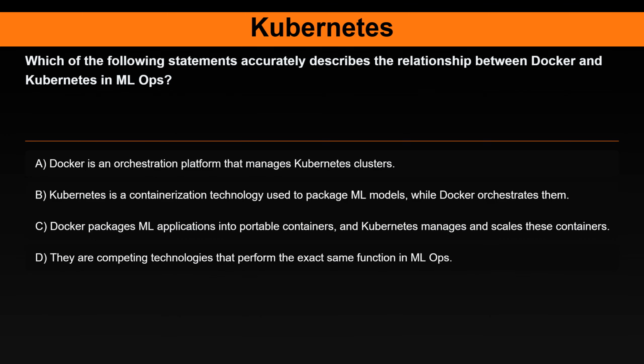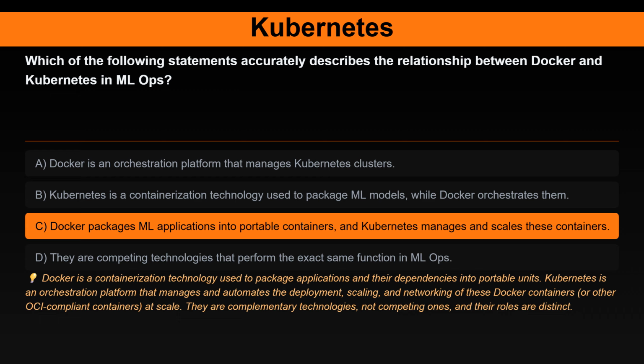Question 9. Which of the following statements accurately describes the relationship between Docker and Kubernetes in MLOps? Option A. Docker is an orchestration platform that manages Kubernetes clusters. Option B. Kubernetes is a containerization technology used to package ML models, while Docker orchestrates them. Option C. Docker packages ML applications into portable containers, and Kubernetes manages and scales these containers. Option D. They are competing technologies that perform the exact same function in MLOps.